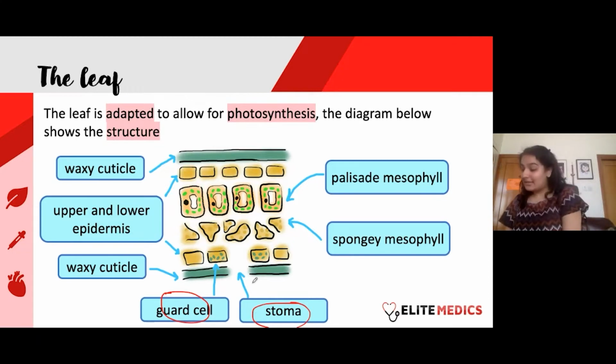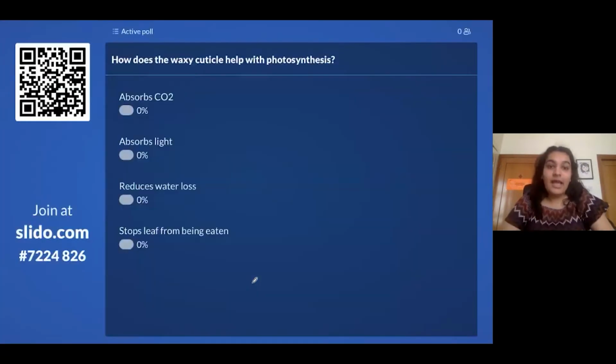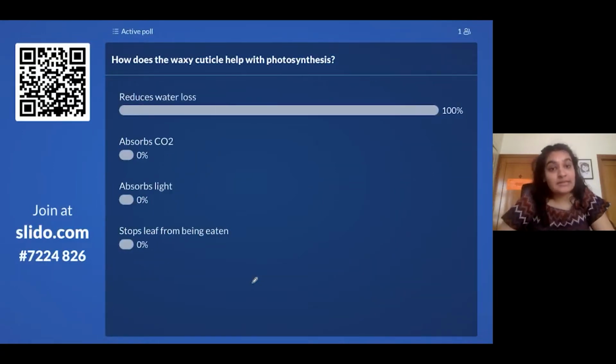So to get us started, another Slido. How does the waxy cuticle help with photosynthesis? So either it absorbs CO2, it absorbs light, it reduces water loss, or it stops the leaf from being eaten. So which of these four is how the waxy cuticle helps with photosynthesis?